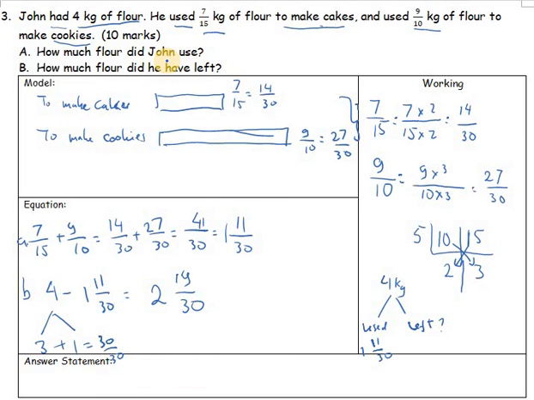How much flour did John use? John used 1 11 out of 30 kilograms of flour. And then how much flour did he have left? John has 2 19 out of 30 kilograms of flour left. Okay, so that's how we do question number 3. I hope you understand it. See the steps one by one, and then we solve it one by one.